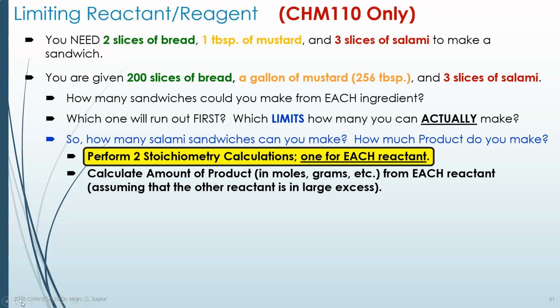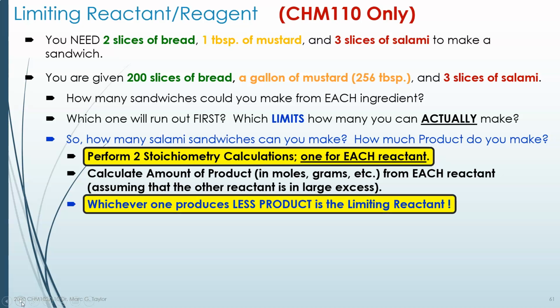And you're going to calculate how much product from each reactant, assuming that you have lots of the other reactant, that it's in large excess. In other words, first you're going to look at reactant A and assume you have all the B in the world, it's not going to run out, and say, how much product can I make from reactant A? And then you're going to look at reactant B and say, how much product can I make if I've got tons of A to work with? How much will I make?